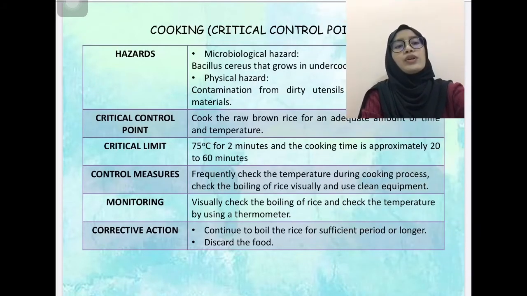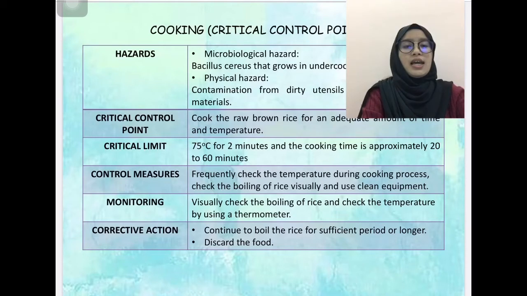We need to frequently check the temperature by using food thermometer and check the boiling of rice visually, and the corrective actions that can be done is to continue to boil the rice for sufficient amount of time, or just to discard the food entirely.